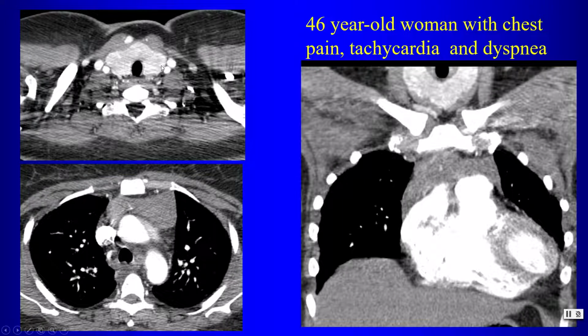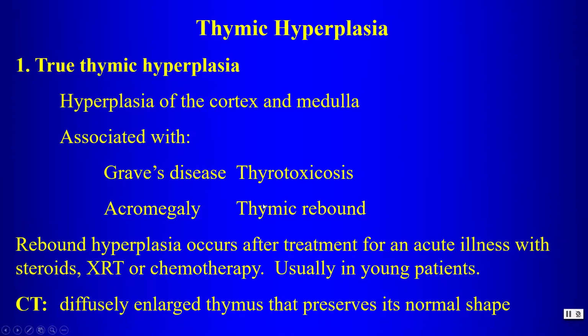So how do we put all of this together? Well, this was a patient with Graves' disease and hyperthyroidism, and it turns out that that also can be associated with thymic hyperplasia. So that was a way to put the findings in this case together.